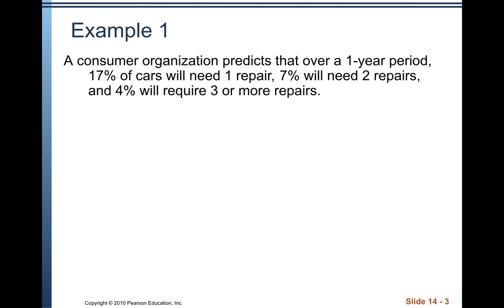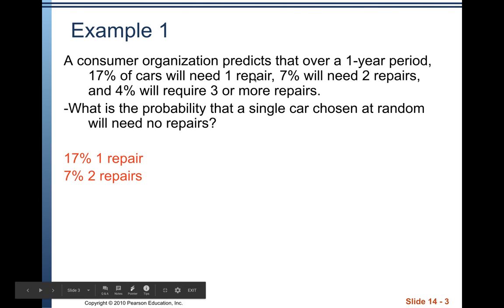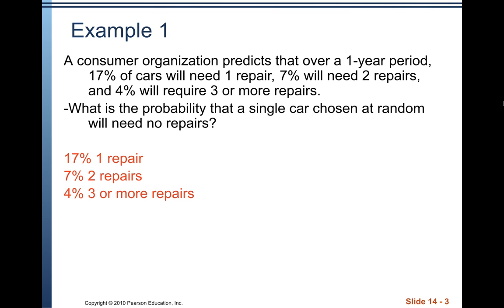A consumer organization predicts that over a 1-year period, 17% of cars will need one repair, 7% will need 2 repairs, and 4% will require 3 or more repairs. So what is the probability that a single car chosen at random will need no repairs? This is kind of where that addition rule is going to come in. I know that 17% need 1 repair, 7% need 2 repairs, and 4% need 3 or more.